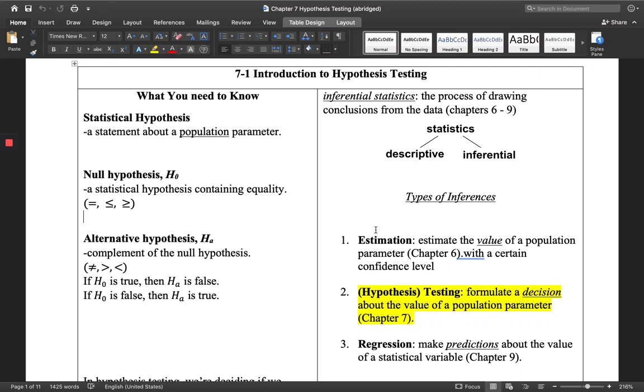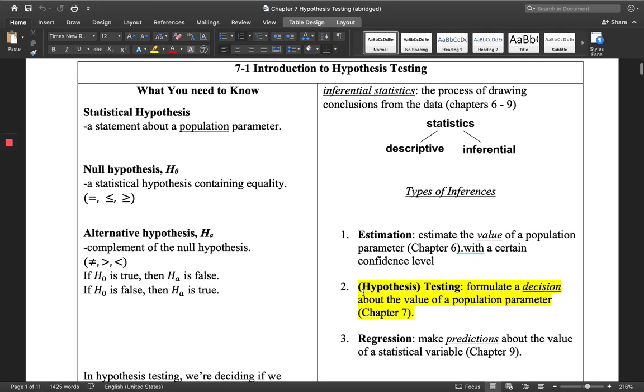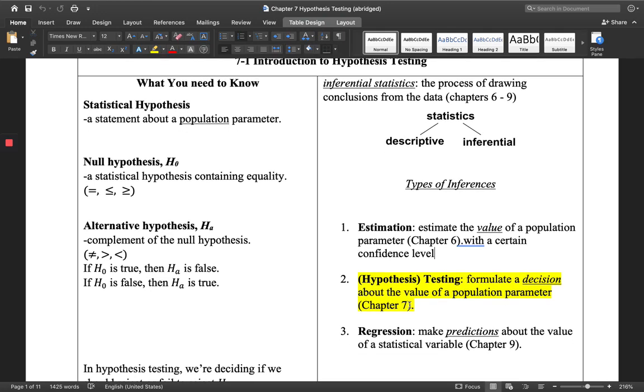Now, in our previous chapter 6, we were doing estimation. That's when we had the confidence intervals, right? That was a type of inferential statistics. We're trying to find some interval where the true population parameter is going to be using only a sample. Now in chapter 7, we're continuing to do inferential statistics in a little bit different way, although it's kind of related, but a little bit different.